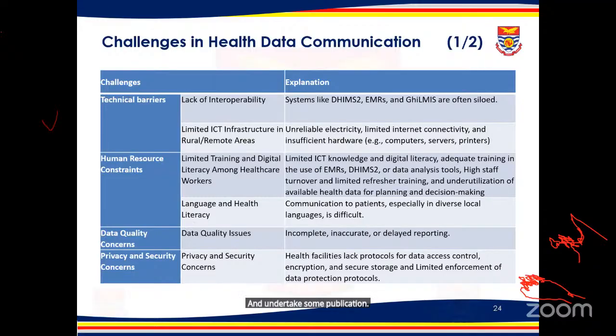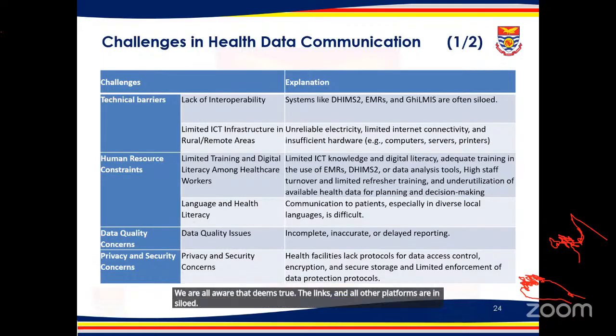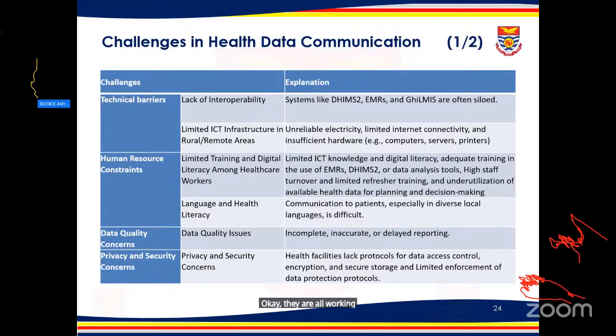There are some challenges in health data communication. We can talk about the technical barriers, which include lack of interoperability. We are all aware that DIMS2, the LIMS, and all other platforms are in silos. They are all working independently, as we speak.